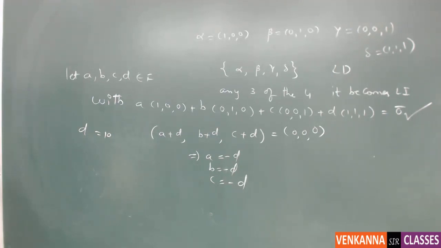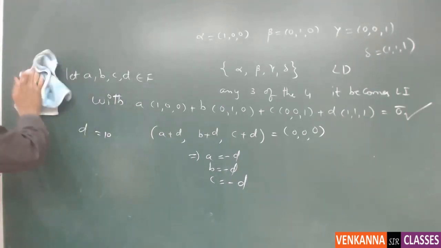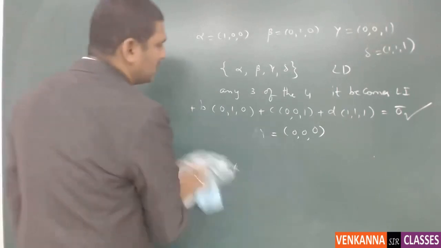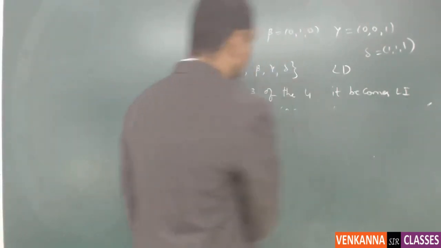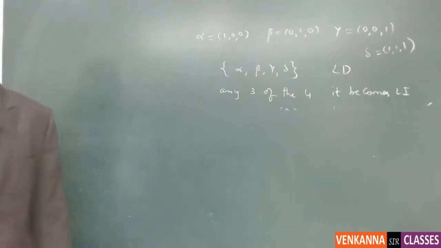Fine. Now the second part of the question is, if you take any 3 of the 4 vectors, the set is independent. So let us go with it. Any 3 of the 4 means you can have choices. So what are the possible choices here?